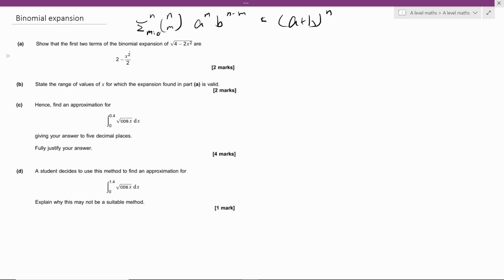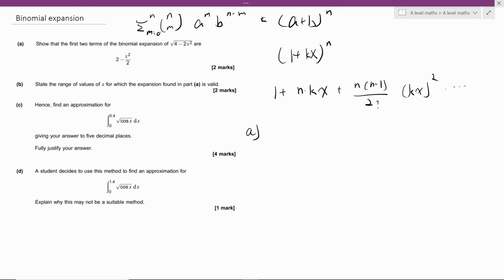Show that the first two terms of the binomial expansion of the square root of 4 minus 2x squared are 2 minus x squared over 2. Okay, so the general formula when n is not a positive integer is, we only deal with things in the form of 1 plus x to the power of n. The first term is always 1, and the second term is n times k x. And the next term is n times n minus 1 over 2 factorial, times k x squared. And it continues on in this fashion.